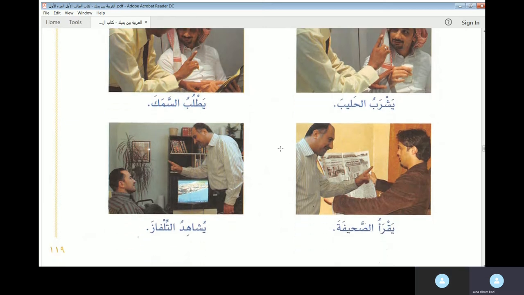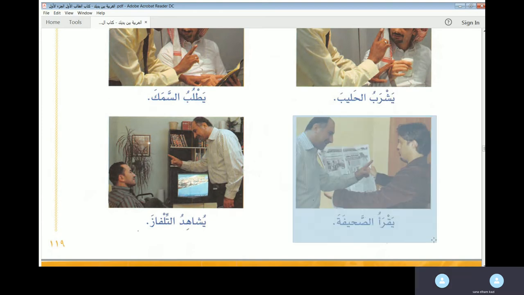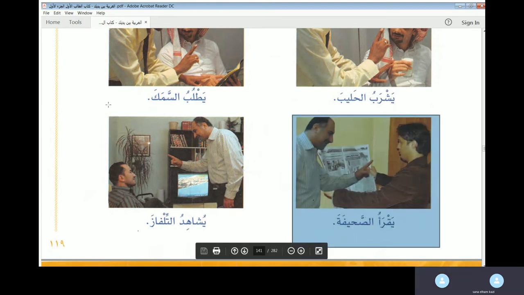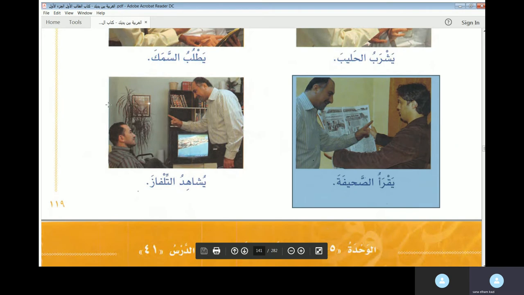Yaqra'us-sahifa. He is reading the newspaper. La yaqra'is-sahifa. La taqra'is-sahifa. No, don't read the newspaper.